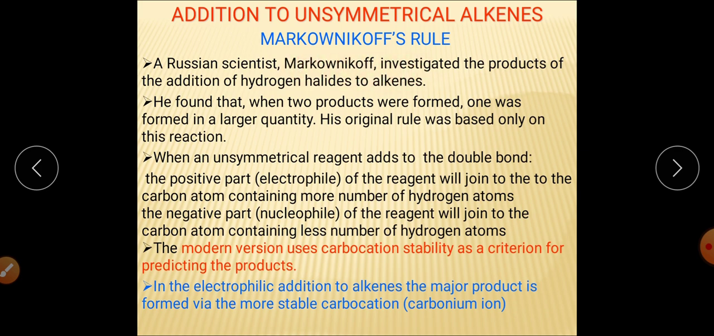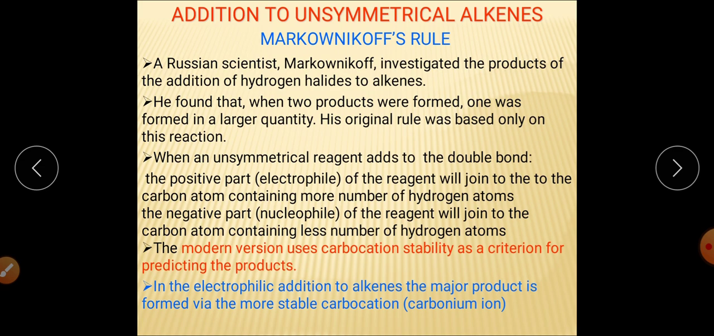So according to this rule, the nucleophile, that is the negative part in the addition reaction, will go to that carbon atom which contains fewer hydrogen atoms, and the electrophilic part will come to that carbon which contains more hydrogen atoms. So this is the Markovnikov rule.